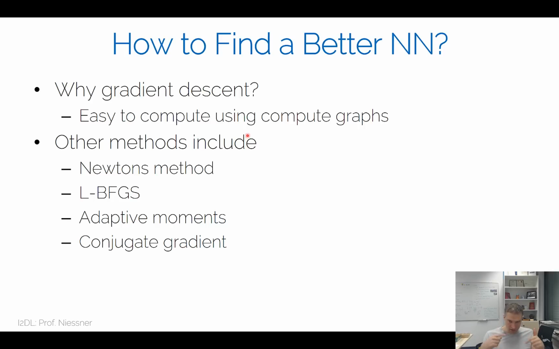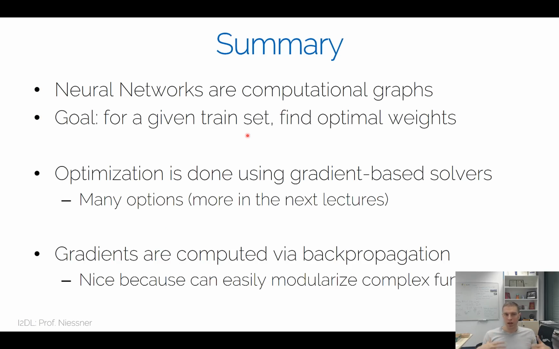And again, since we want to quickly summarize it here, neural networks are compute graphs. The goal is to, for a given train set, find optimal parameters, find optimal weights that best approximate this train set. The optimization is done with gradient-based solvers. And the gradient itself is computed with backpropagation. Now, we haven't talked a lot about gradient descent itself, about the solver, and we haven't talked about backpropagation also. These are the things we're going to talk about in the next lecture.